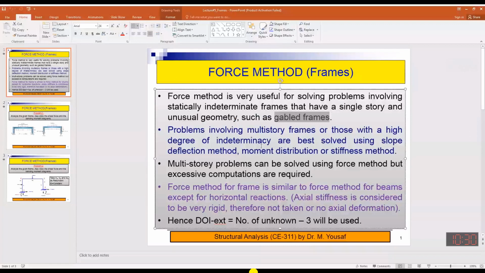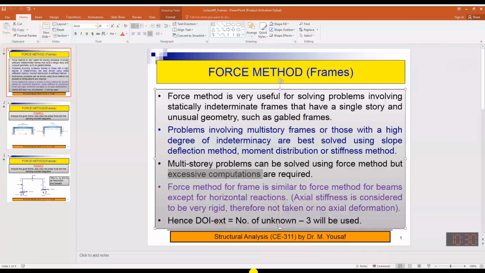Now, the problems involving multi-story with higher degree of indeterminacy can be solved by the slope deflection method or the moment distribution method. This will also be studied, and the stiffness method. So, a multi-story building can be solved using the force method, but excessive computations are required, and the solution becomes more cumbersome.